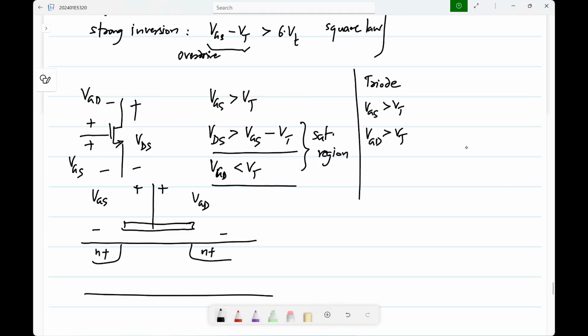Triode? Yeah. So basically, if both these voltages are greater than VT, you will have the channel formed all the way from the source to the drain. In saturation, what happens is at the drain end, it is off, whereas at the source end, it is on. The current flows through the channel, and there will be a depletion gap there, and current just shoots through that, and then you have the current.